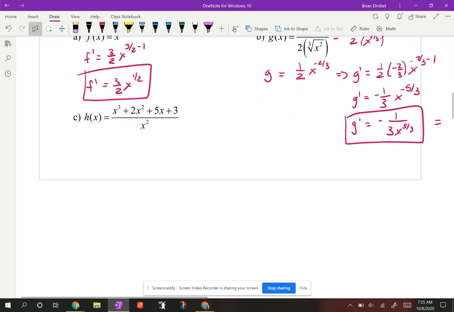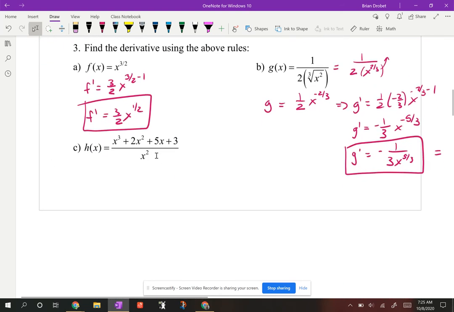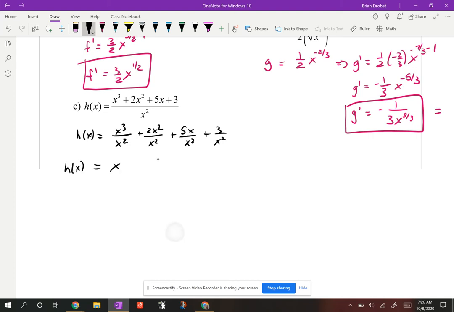All right, now, as I mentioned up here, we don't have a quotient rule for derivatives. I can't just do the derivative of the top and the bottom. It does not work that way. So we have to do some rewriting. So what I'm going to do on this one is I'm just going to split it up. This function h is exactly the same as x cubed over x squared plus 2x squared over x squared plus 5x over x squared plus 3 over x squared. And then continuing my rewriting, this is x plus 2 plus 5 over x plus 3 over x squared.